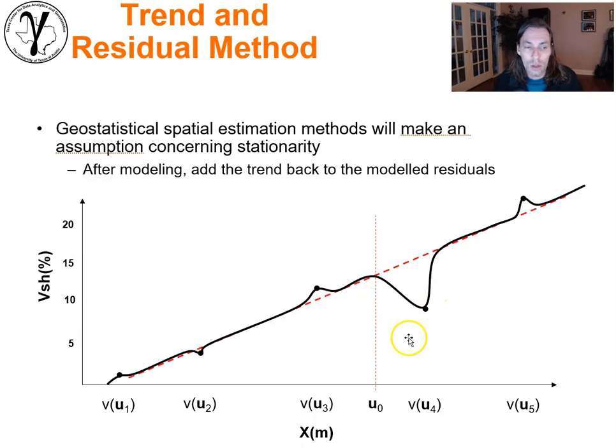And then what do we do when we're done? We have to restore back to the original V-shell. This is the trend and residual workflow. Got to go back to original V-shell. Can't put negative V-shells into any type of model. Have to be back in the regular units of the property.